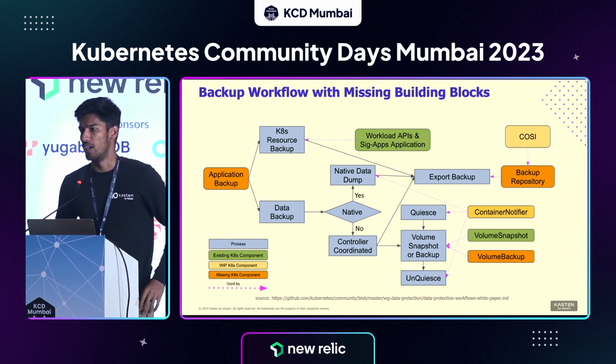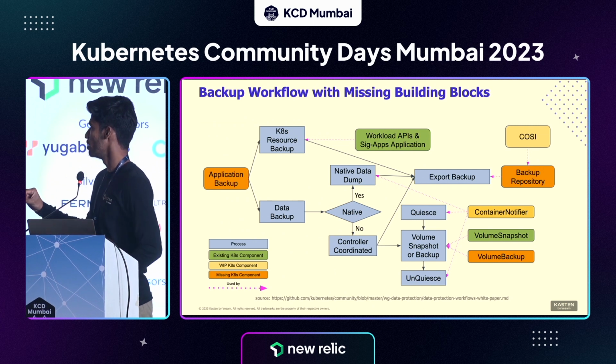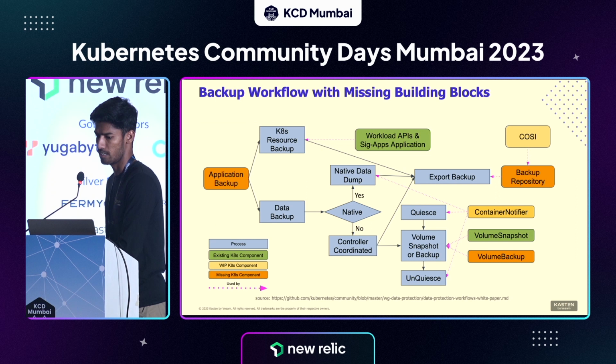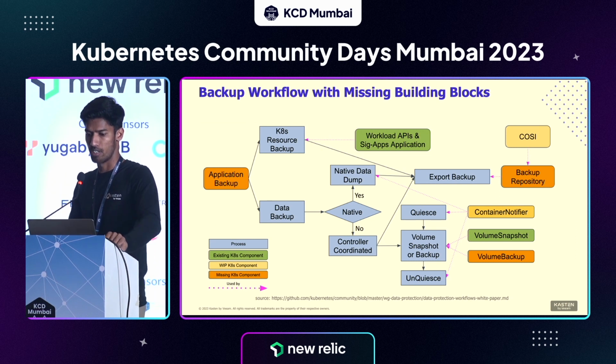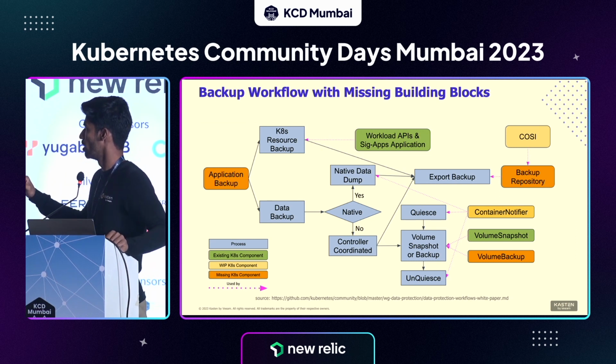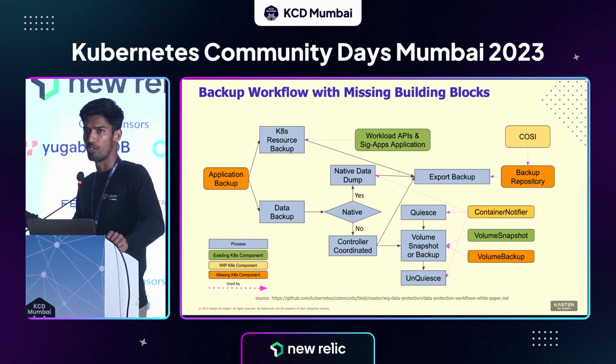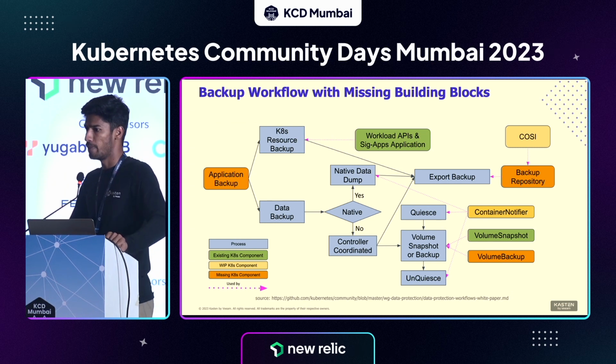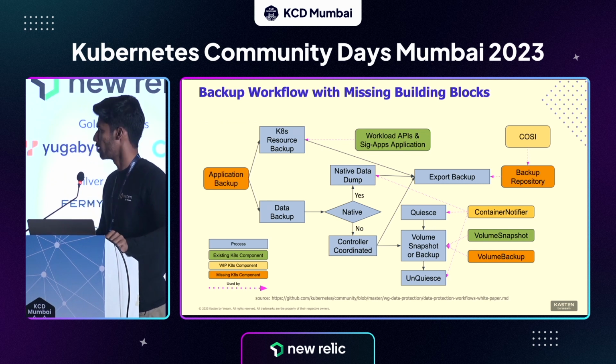All right, so let's put all the missing blocks in place, and let's see what the ideal end-to-end workflow for backup looks like. I'll explain the color codes first. The orange ones are the missing components in Kubernetes. The green ones are the APIs already available in Kubernetes. The yellow ones are something in progress, whether in the design phase, implementation phase, or alpha phase. All right, so let's imagine we have an application and we want to back that up.